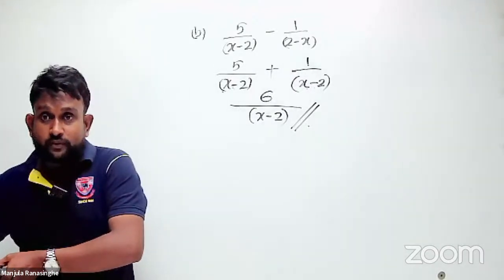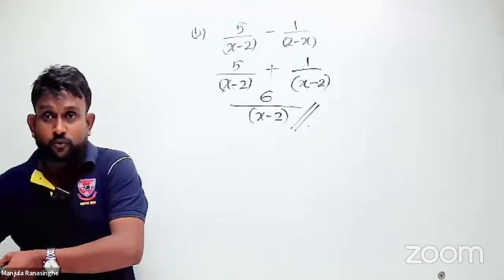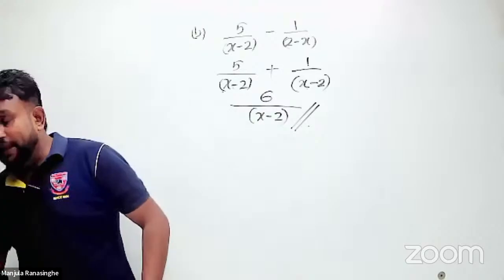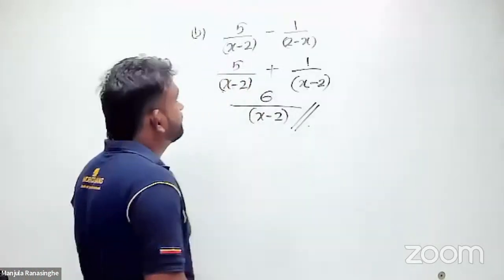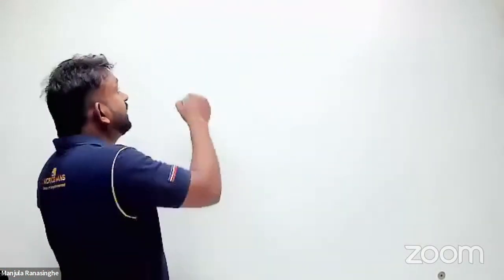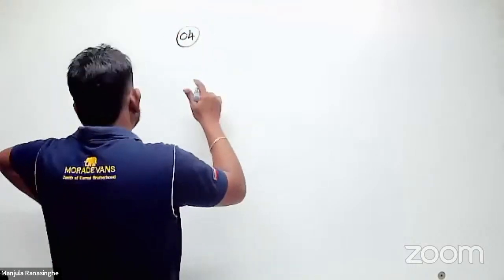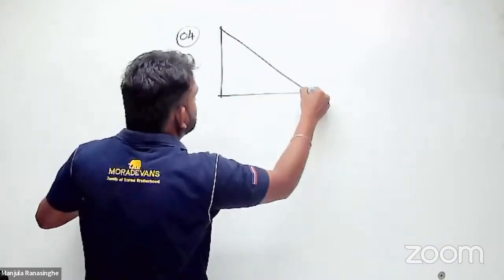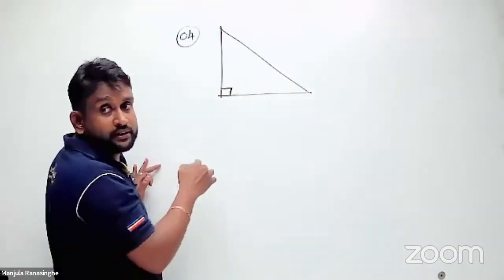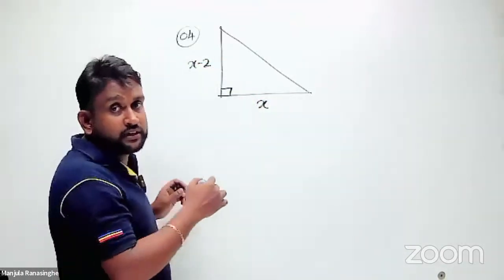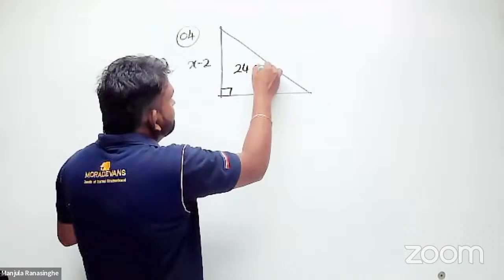Okay, now we are moving to question number 4. Question number 4 is about applying the quadratic equation. Okay, right. So now we have a right angle triangle. Here a right angle triangle, so 90 degrees, and here x minus 2 length, and here x. The area of this triangle is given as 24 square centimeters.